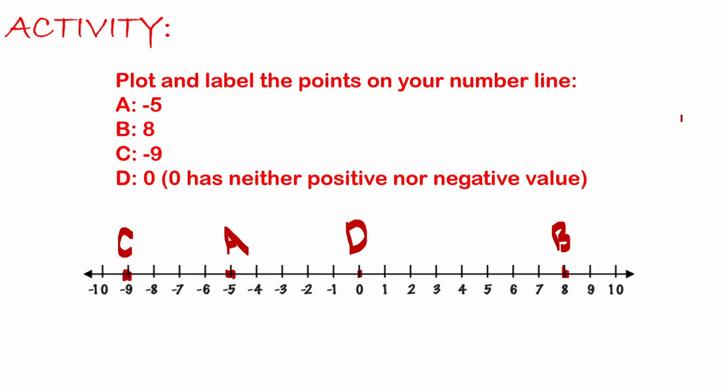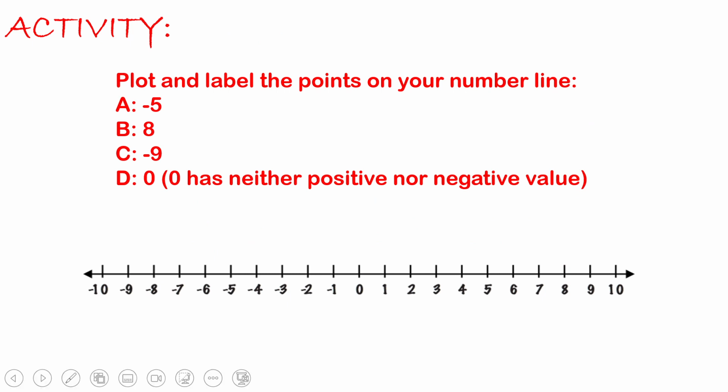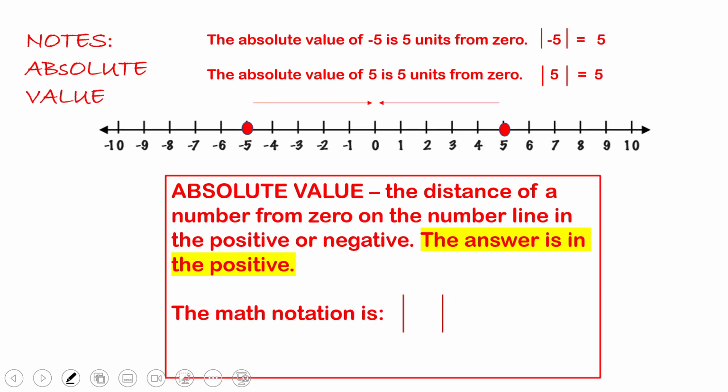If you're asked to plot and label your points, then you have A here at -5, make a neat dot at -5, label it A. B is at 8, label it B. C is at -9, label it C. And D is at 0, label it D. 0 is neither positive nor negative in value.